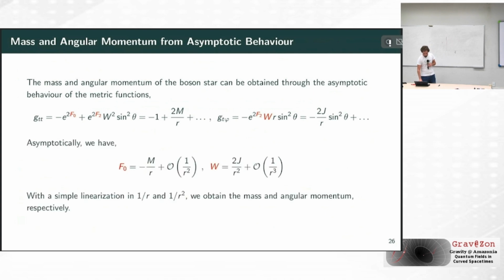If you do an approximation asymptotically, you can see that the f function is the one that has information regarding the mass, and the w function is the one that has information regarding the angular momentum. So if you do a simple linearization of f in 1 over r, you can get the mass. And if you do a linearization in 1 over r squared for the w, you get the angular momentum. So quite easy to do.